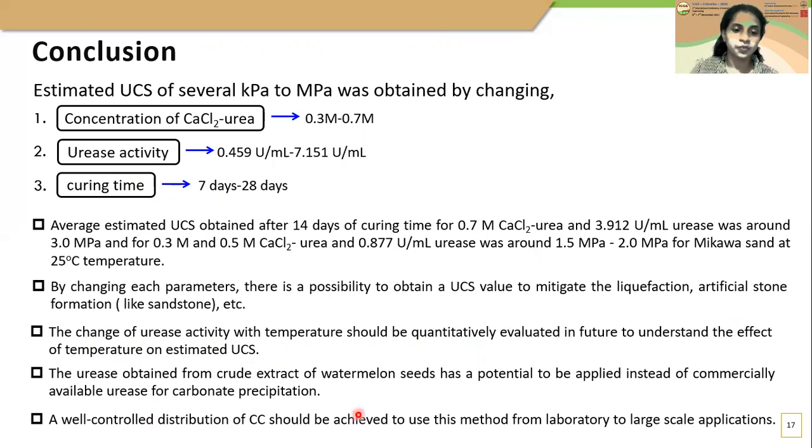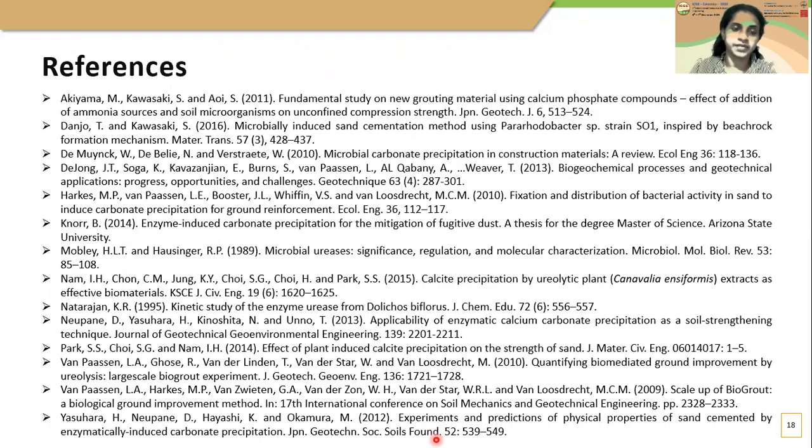And the urease obtained from the crude extract of watermelon seed has the potential to be applied instead of the commercially available urease for carbonate precipitation. However, a well-controlled distribution of calcium carbonate should be achieved to use this method from laboratory to large-scale field applications.